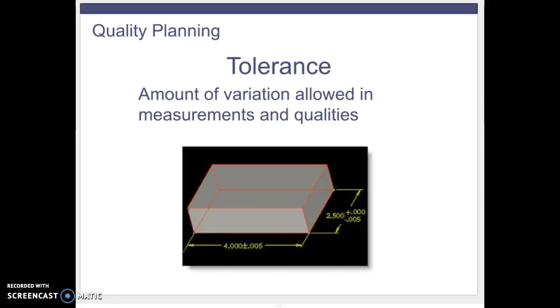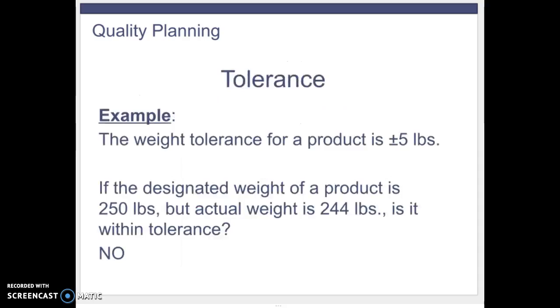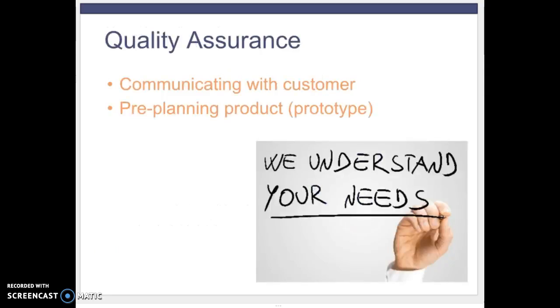So how far off can that product be and still be within tolerance is the question. Let me give you an example. Weight tolerance for a product is plus or minus 5 pounds. If the designated weight of a product is 250 pounds, but the actual weight is 244 pounds, is it within its tolerance? No, because there's a 6-pound variance from what it's supposed to be. So it did not meet the tolerance of 5 pounds. It is important for companies and executives to determine the tolerance levels that customers are willing to take.